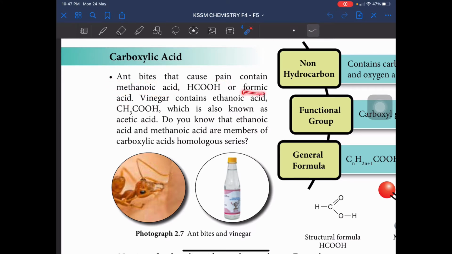So, formic acid adalah nama industri untuk asid metanoik. The second situation is vinegar, cuka. Cuka contains ethanoic acid ataupun acid ethanoic, which is also known as acetic acid. So, setiap carboxylic acid ini mengandungi nama industri yang pelbagai. If methanoic acid, it is known as formic acid. Ethanoic acid, it is known as acetic acid. So do you know that ethanoic acid and methanoic acid are members of carboxylic acid homologous series?